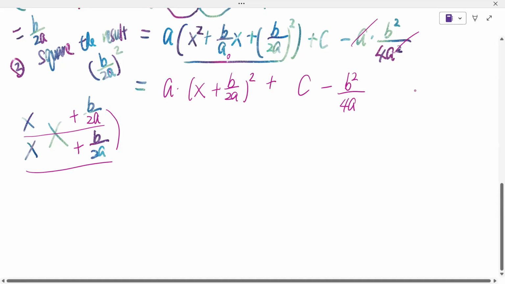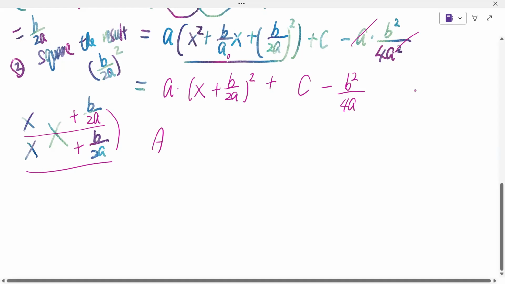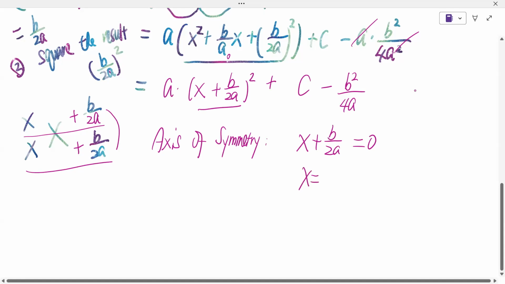Now, once we get to this point, the axis of symmetry comes from this equation here. So you set x plus b over 2a equals 0, and we get the axis of symmetry. So that will be x equal to, we subtract b over 2a from both sides, x equals minus b over 2a.